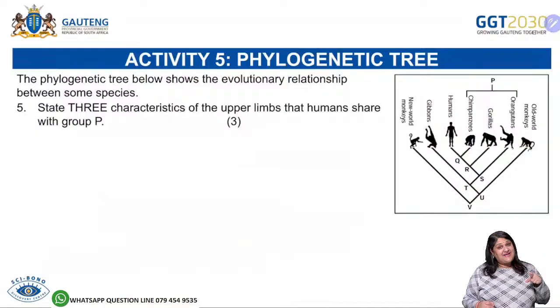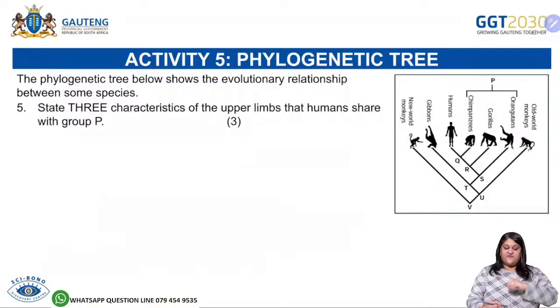Now this one is still coming. Actually, Agnes is going to be doing this, but you've learned this in class already, so let's see how smart you are. So what are the characteristics of the upper limbs that humans share with group P? So where's group P? Oh, these are the chimps, the gorillas, and the orangutans. So these are primates.